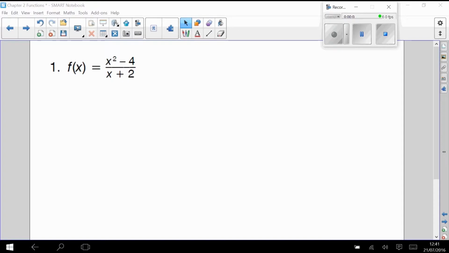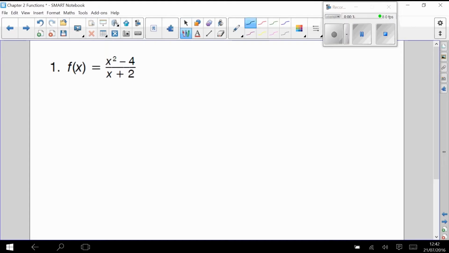Looking at this function, we're going to see whether it has continuity or, if not, discontinuity. And then if it has discontinuity, what type? Is it a removable discontinuity or a jump discontinuity?